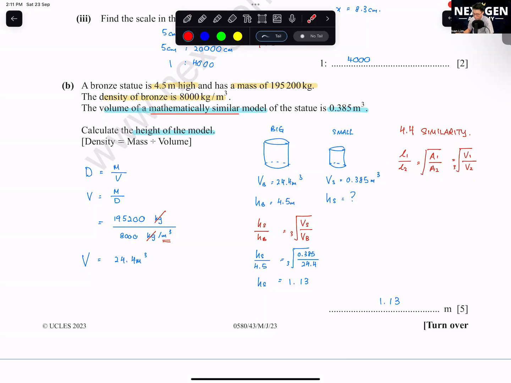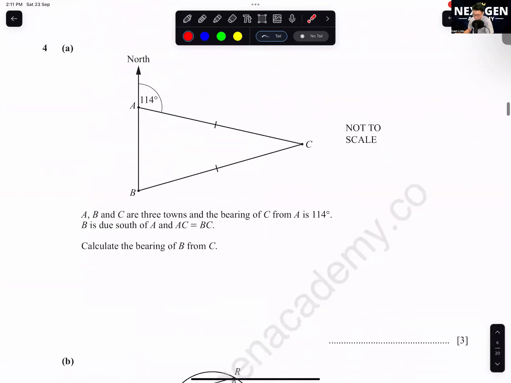Let's go to question 4a. A, B, and C are 3 towns, and the bearing of C from A is 114 degrees. B is due south of A. AC is equal to BC. Calculate the bearing of B from C. Always be careful when you read the sentence: not B to C, B from C. That means my starting point is at C.